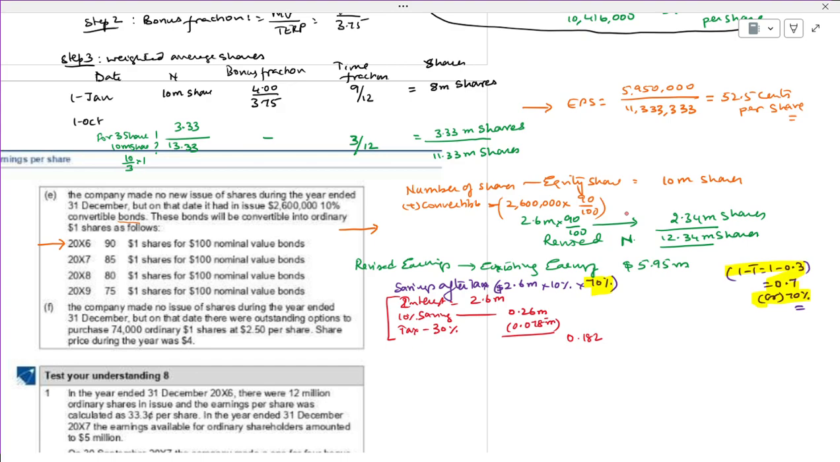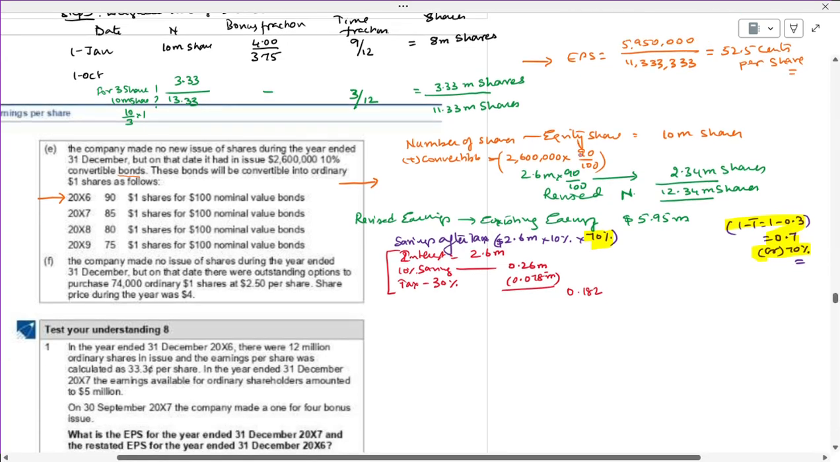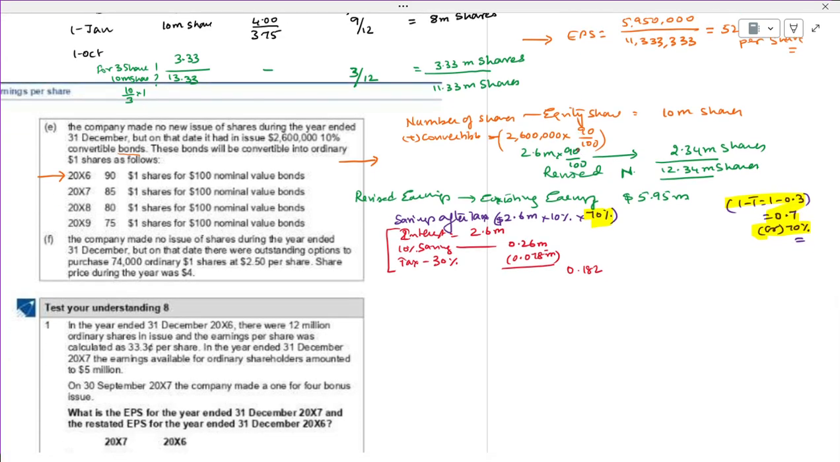Now, see the things. How much interest are you paying? 2.6 million. Sir, what is the bond value? One minute. Bond value is 2.6. Is it right? 10% savings. How much will you get? 2.6. Definitely, interest savings means interest expenses will decrease and profits will increase. On that, we are going to pay tax at the rate of 30%.